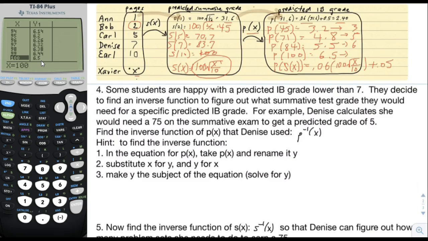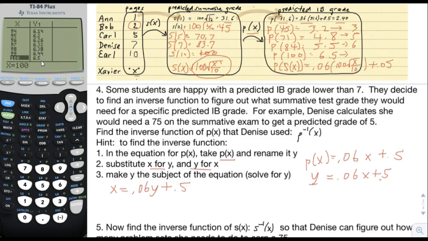Well, first you start with your regular function, p of x, which is equal to 0.06x plus 0.5. What's the first thing you do? The first thing you do is rename the p of x as y. So you have y equals 0.06x plus 0.5. You're used to seeing y instead of the name of the function, right? Now we're going to substitute x for y and y for x. So instead of y equals 0.06x plus 0.5, we're going to have x equals 0.06y plus 0.5.